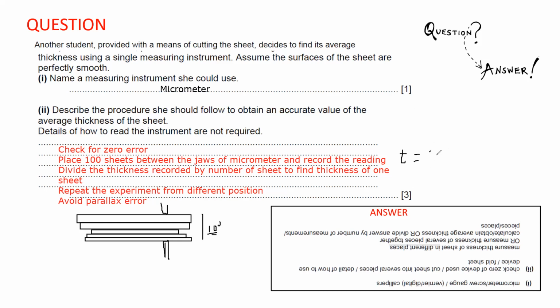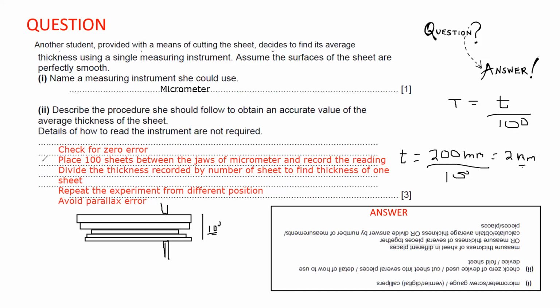For example, the thickness for 100 sheets was 200 millimeter, but you need it for one. So how to get the thickness for one sheet? The thickness for 100 divided by the total number of sheets. The total number was 100. So 200 divided by 100. So I'll get the thickness for one sheet.